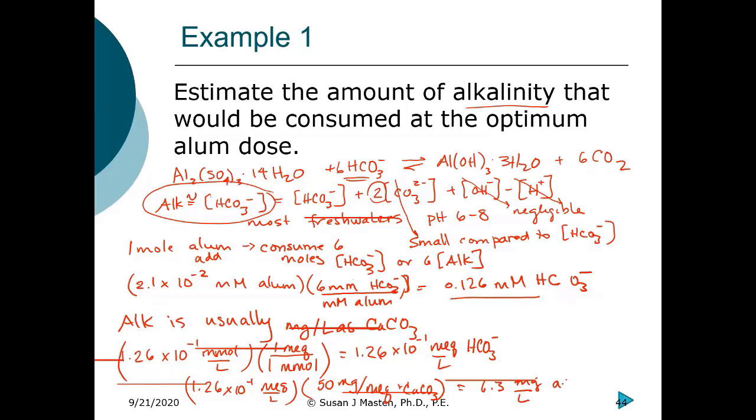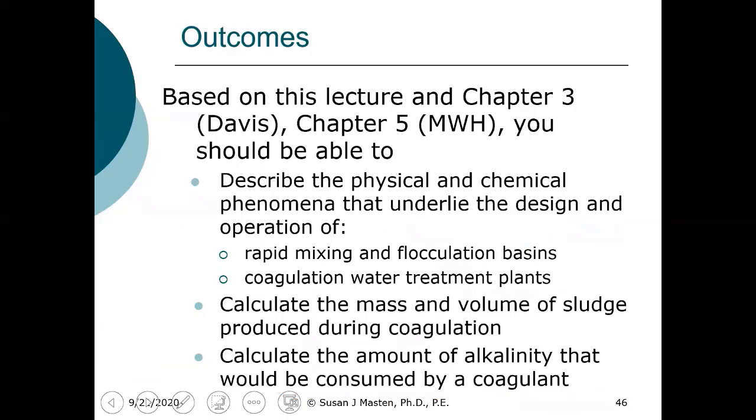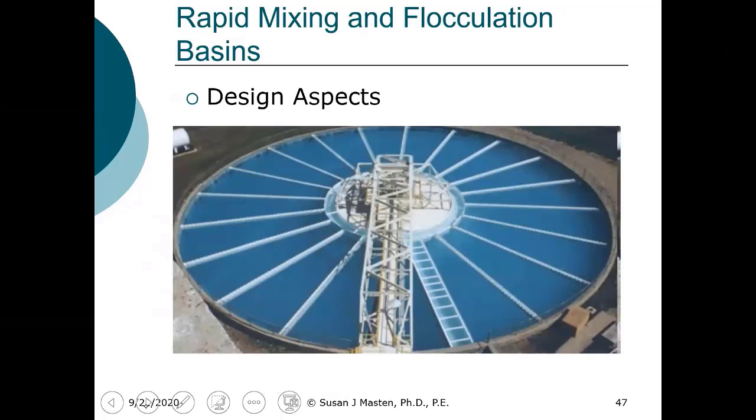So what this says is that the addition of the alum at 12.5 milligrams per liter is going to consume 6.3 milligrams per liter as calcium carbonate. So that is the amount of alkalinity. This is our delta alkalinity, the amount of alkalinity that's consumed. Okay, so what I want to do now is move on to rapid mix.